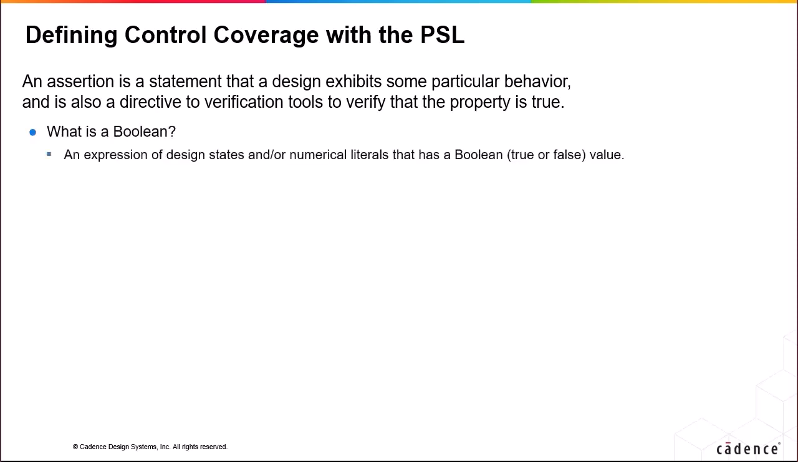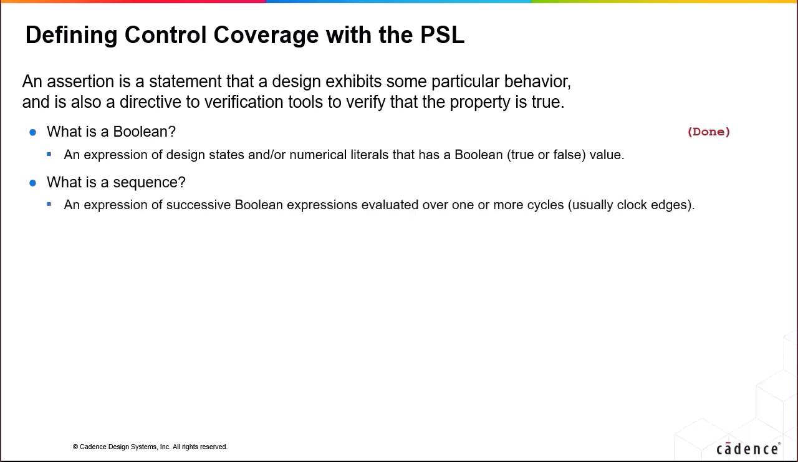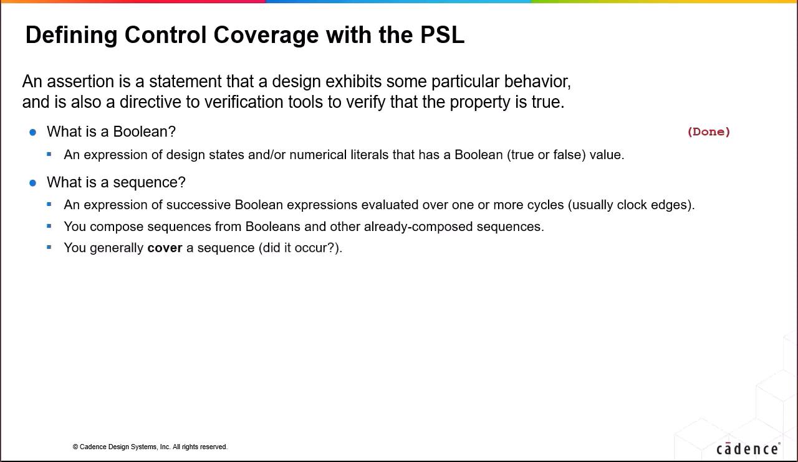A Boolean is an expression of design states and/or numerical literals that has a Boolean true or false value. What is a sequence? A sequence is an expression of successive Boolean expressions evaluated over one or more cycles, usually clock edges. You compose sequences from Booleans and other already composed sequences. You cover a sequence. That answers the question, did the sequence occur?